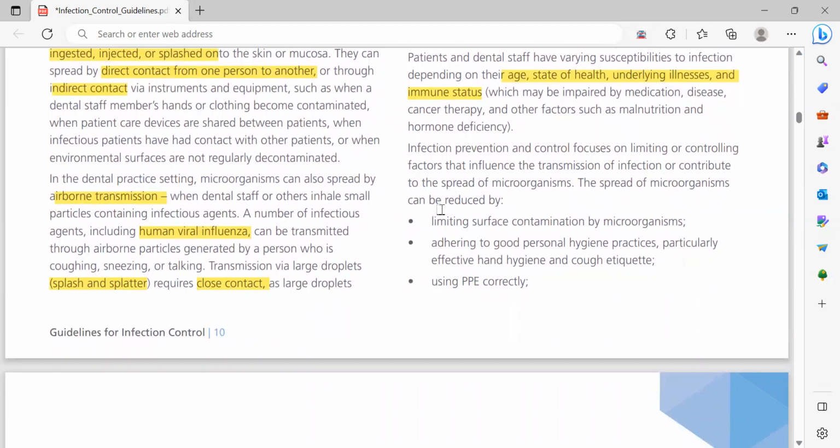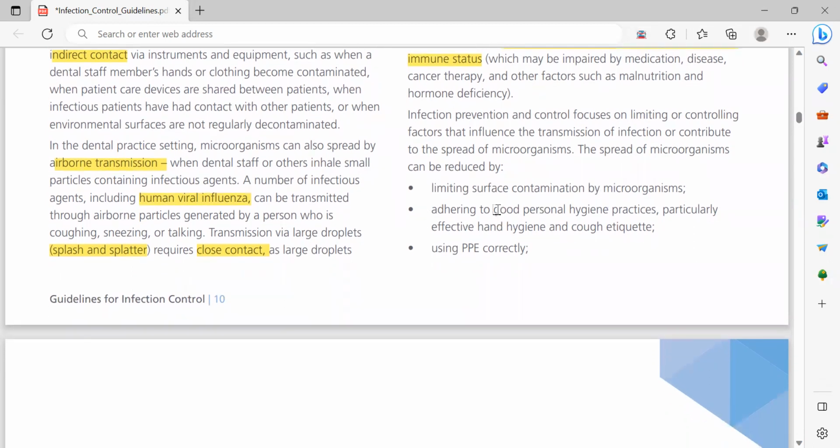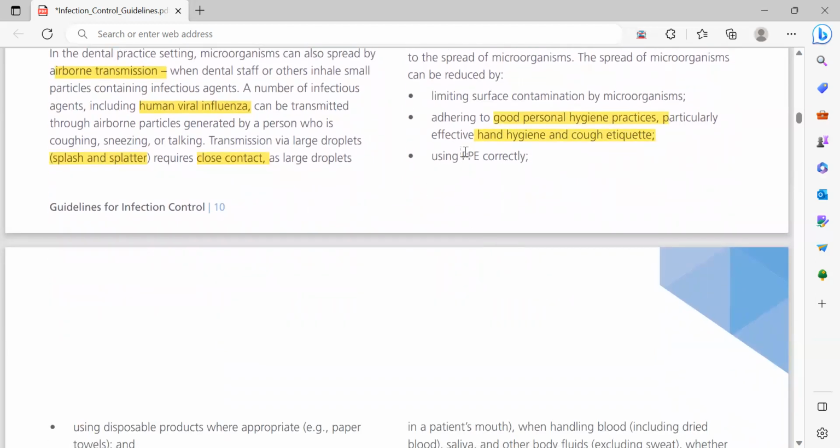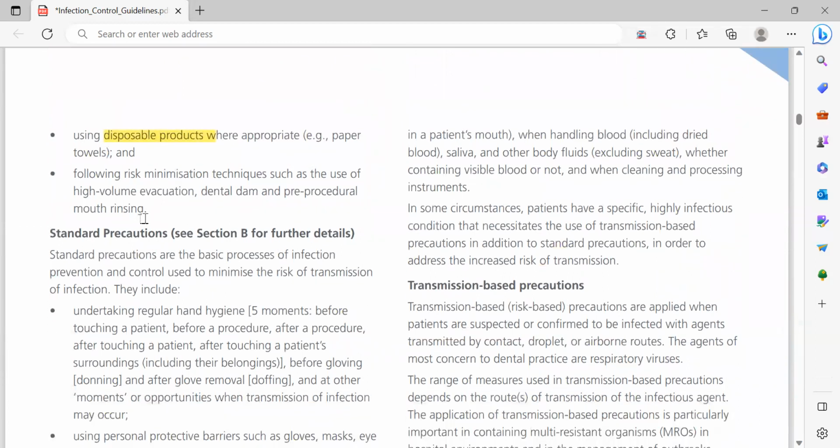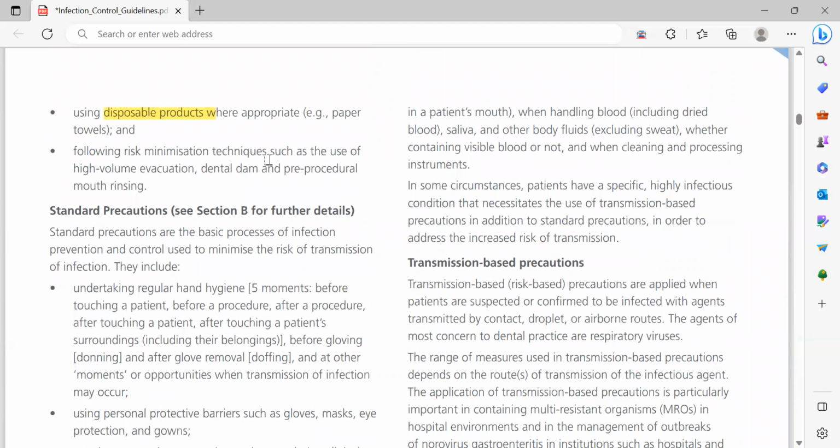The spread of microorganisms can be reduced by limiting surface contamination by microorganisms, adhering to good personal hygiene practices, particularly hand hygiene and cough etiquette, using PPE correctly, using disposable products where appropriate, like paper towels, and following risk minimization techniques such as high volume evacuation, high volume suction, dental dam, and pre-procedural mouth rinsing. These are the ways where you can reduce the infectivity of the patients towards any staff member or yourself.